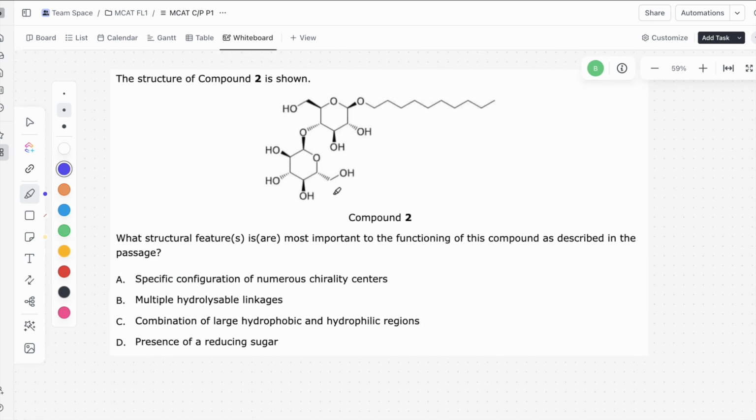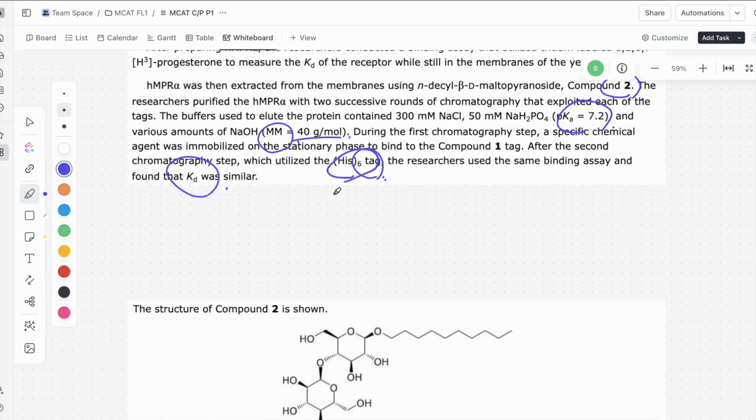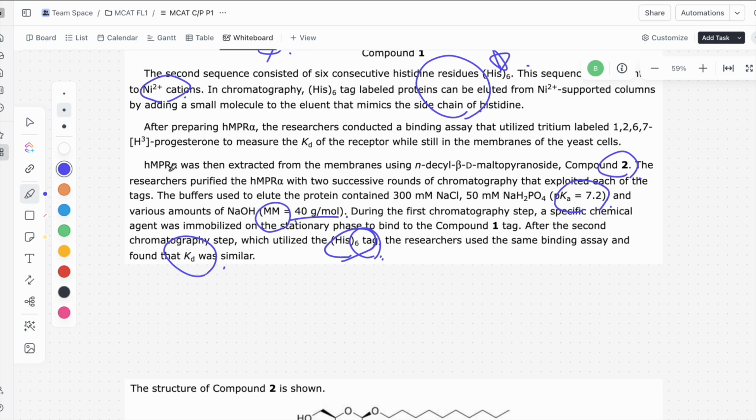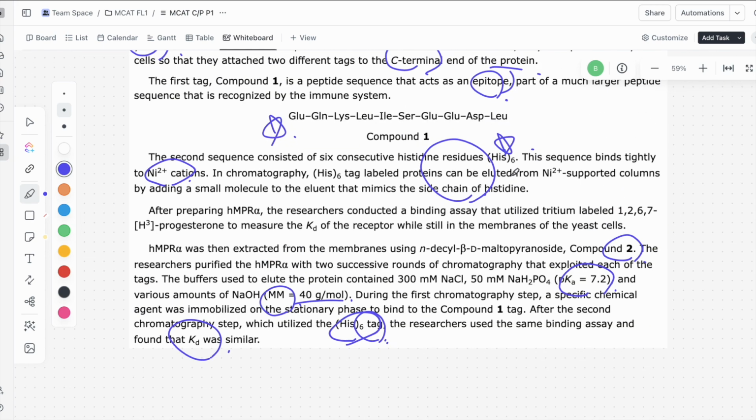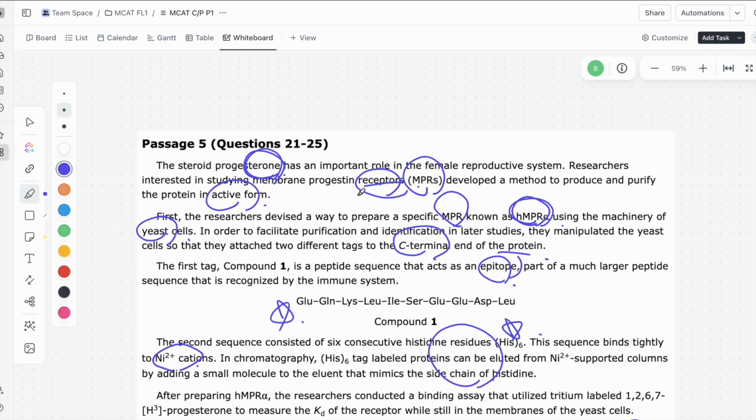All right, let's take a look at the next question here. It says the structure of compound 2 is shown. What structural features are most important for the functioning of this compound as described in the passage? All right, what is compound 2? What is the compound used for? It says hMPR alpha was then extracted from the membranes using N-decyl beta-D-maltopyranoside, compound 2. All right, so what is hMPR alpha? Remember, it's a membrane receptor.